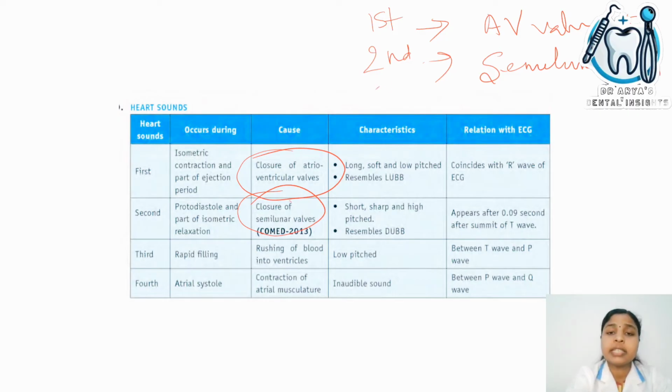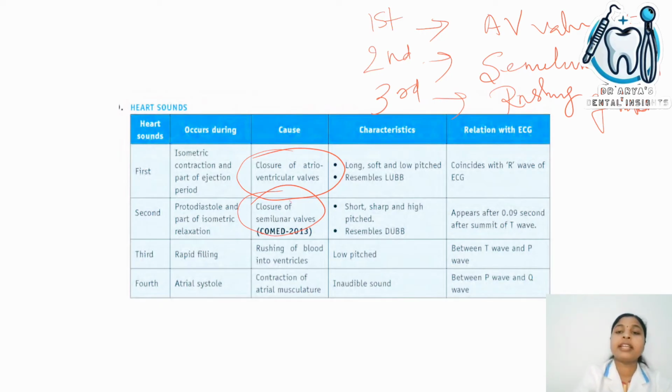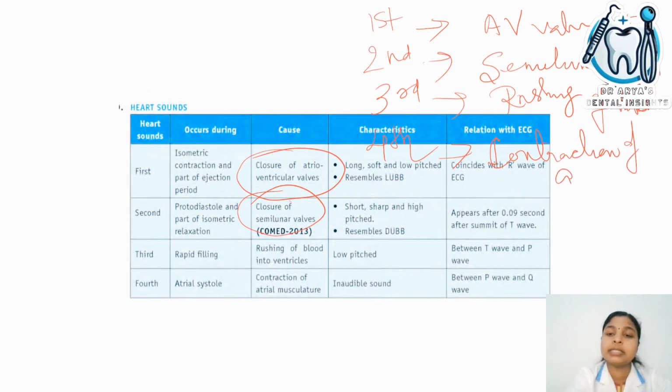Then the third sound is due to rapid filling, and it causes rushing of blood into the ventricles. Okay, and it is a low pitched sound between the T wave and P wave. And finally, the fourth sound occurs during atrial systole, and it is due to contraction of atrial muscles.